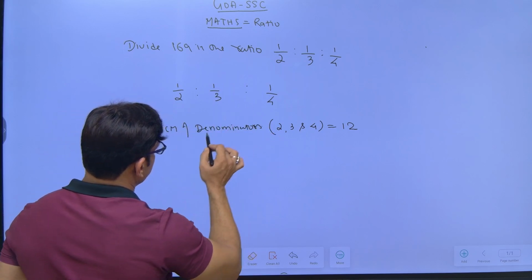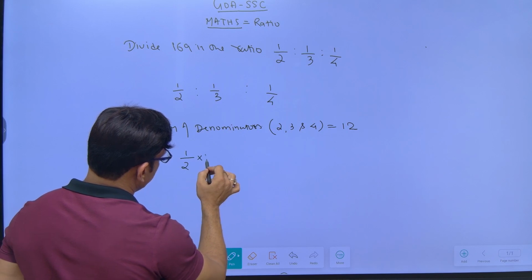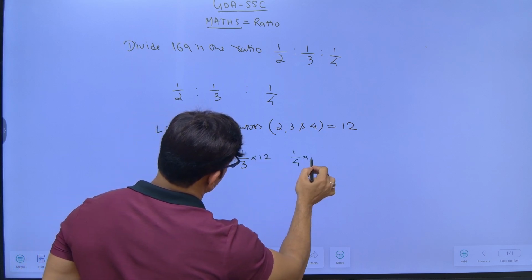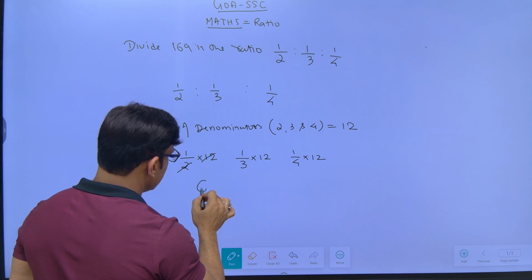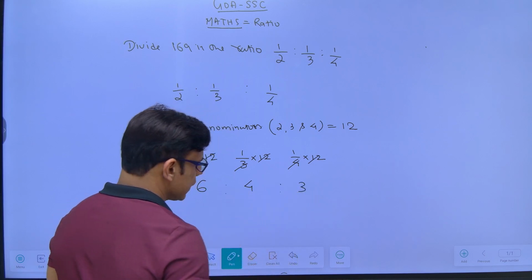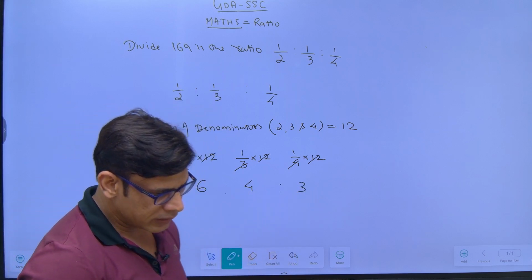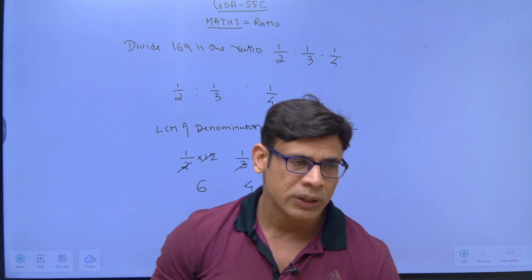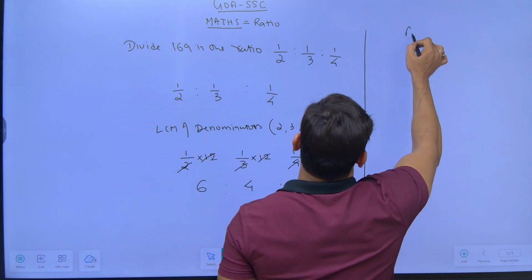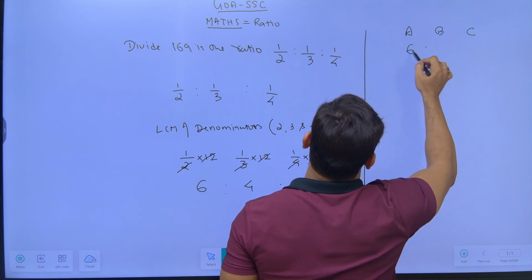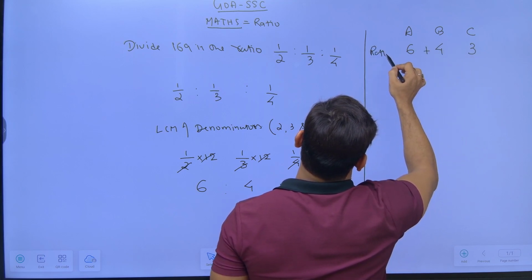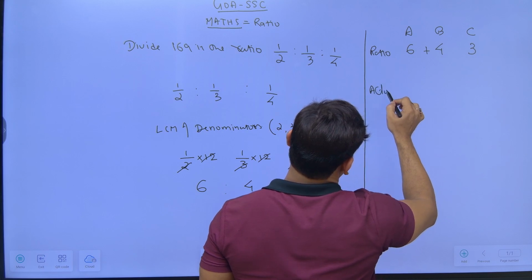So LCM is 12. Now you multiply your 1 by 2 with 12, multiply 1 by 3 also with 12 and multiply 1 by 4 also with 12. So this will give you 6, 4, 3. The ratio is 6 is to 4 is to 3. So we converted this in the ratio 6 is to 4 is to 3. Now write A, B and C and write 6, 4, 3. This is a ratio scale and there is an actual scale.